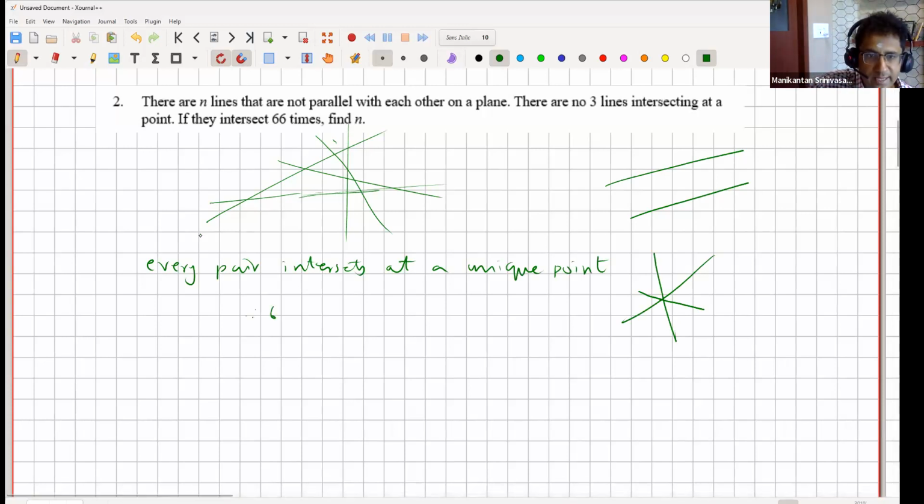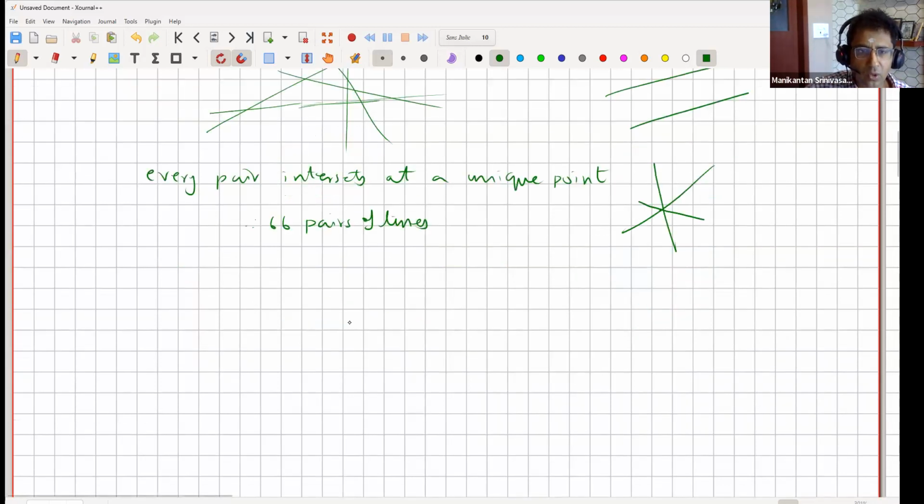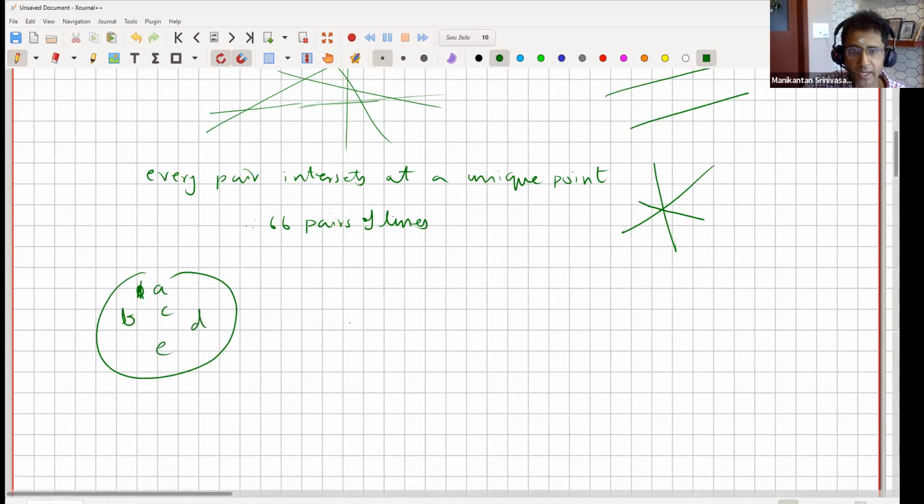Okay, therefore there are 66 pairs of lines, right? Now, how many pairs of lines can you make? So it's like a choosing problem, right? Let's say there are 5 lines. Lines should be marked in small letters. So a, b, c, d, e. These are 5 lines, let's say. How many intersection points are possible? However many pairs you are able to make, so many intersection points.